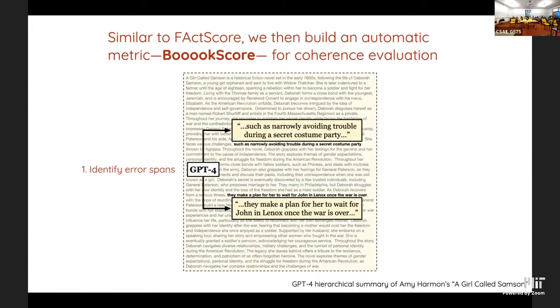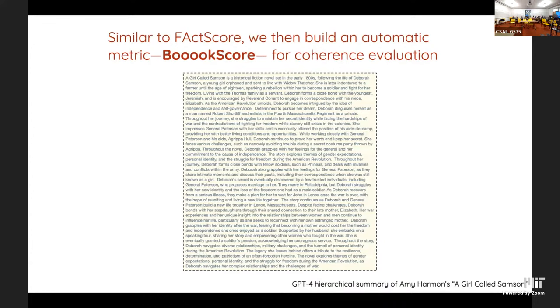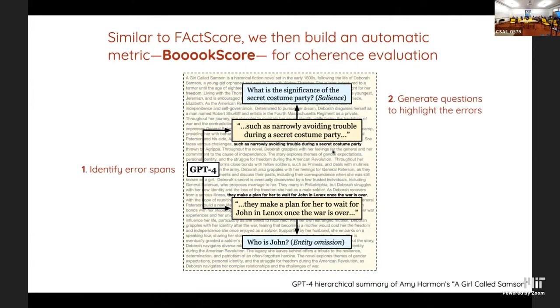Given that, we go through sentence by sentence and ask GPT-4 to identify whether one of these eight error types that we observe occurs in the specific sentence. For this summary, we found two such spans, and we also make the model generate a question for each. The question is intended to highlight the incoherence. Here, what is the significance of the secret costume party? That's suggesting that this information may not be salient to the summary. The second one, who is John? This character John is referred to, but never introduced. So we don't know who this person is in the summary.